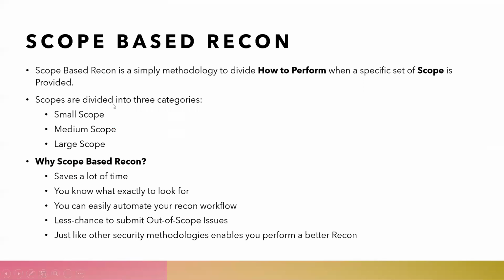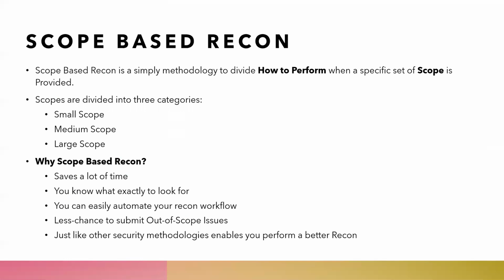Now, there are basically three types of scopes when we talk about scope-based recon: the small scope, the medium scope, and the large scope. Now, why scope-based recon? It saves a lot of time because you know what specific things you want to look for. You can easily automate your own recon workflow. In your small scope recon, you just want to do subdomain enumeration and subdomain takeovers.